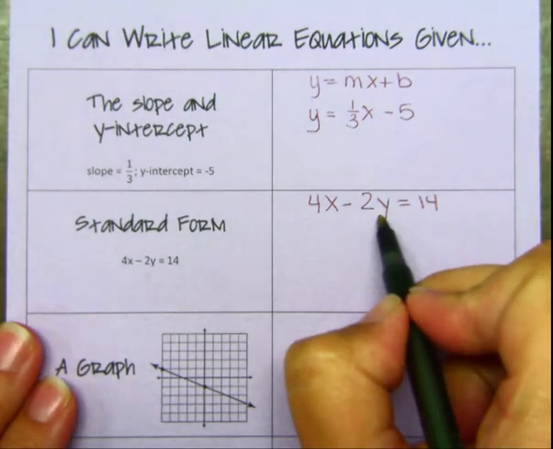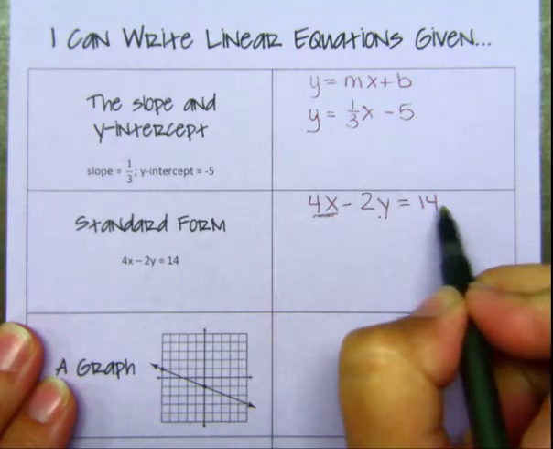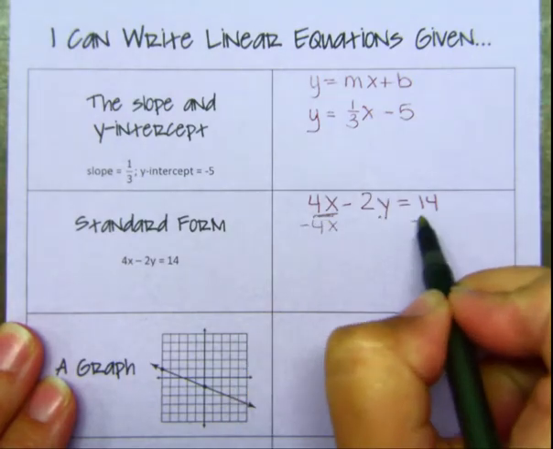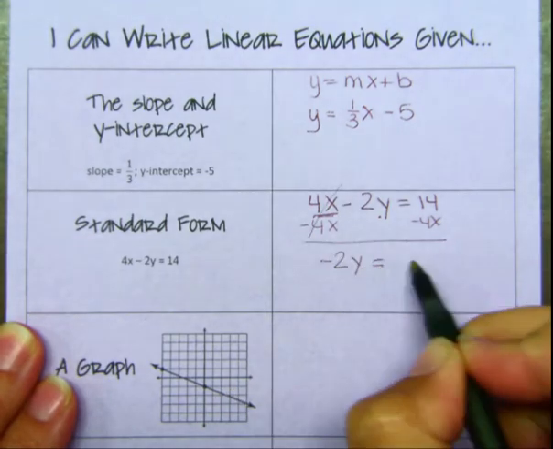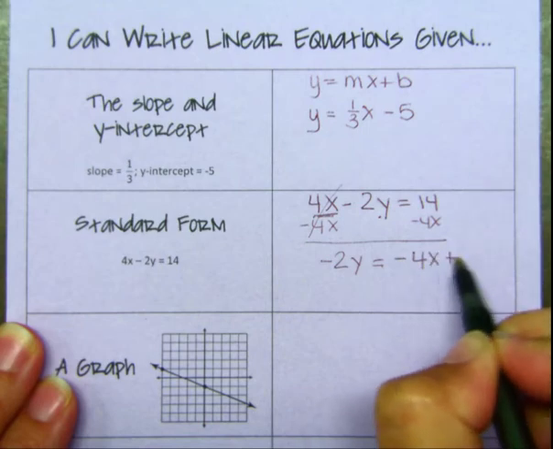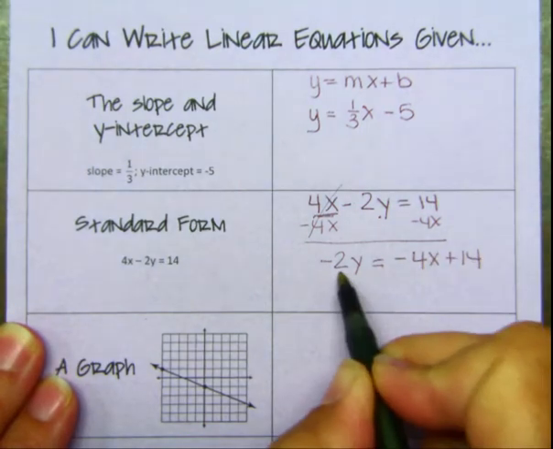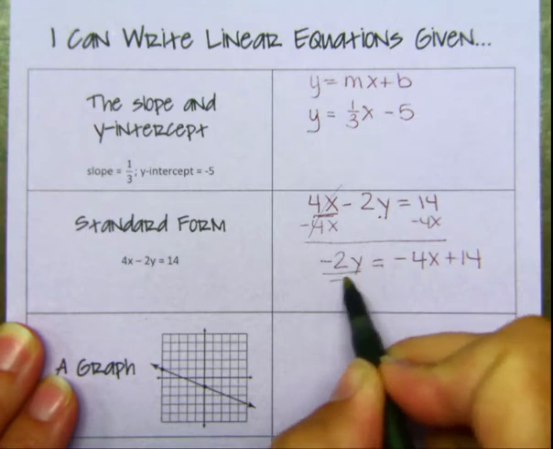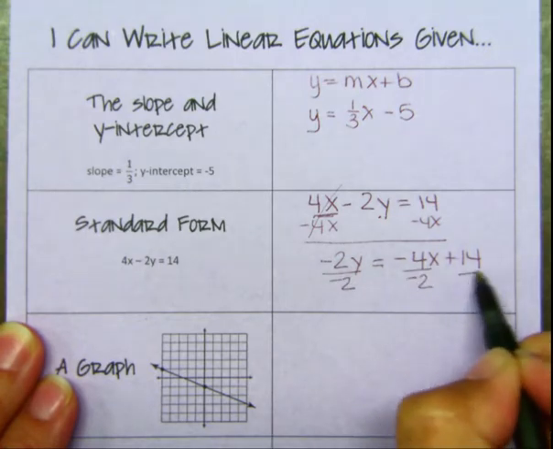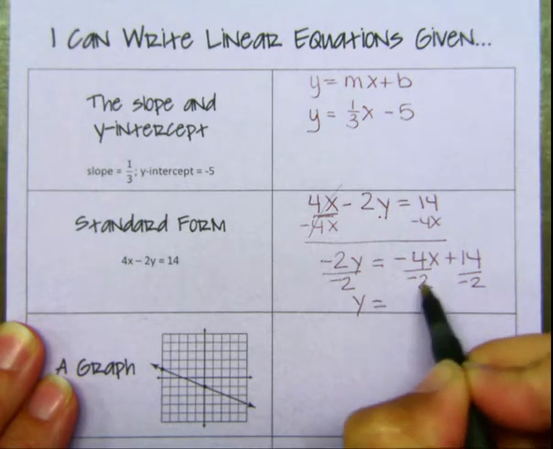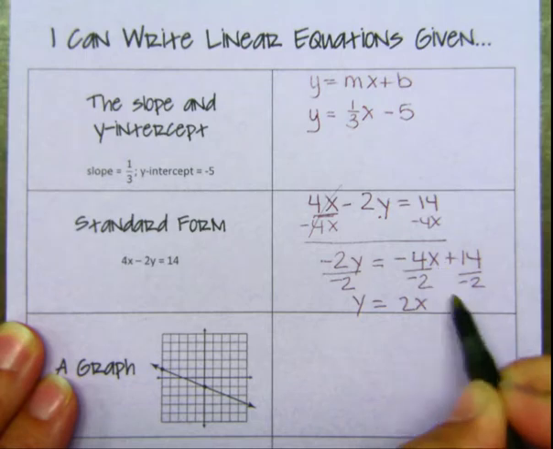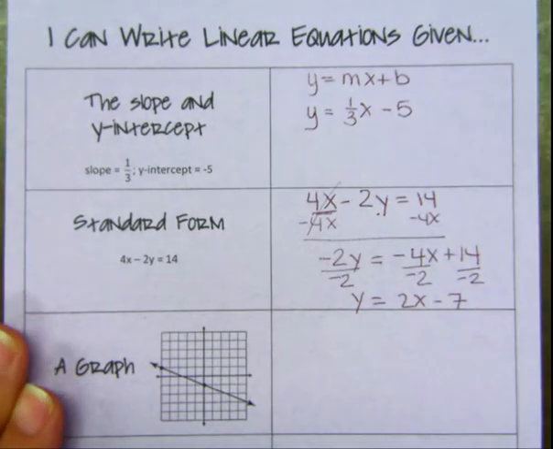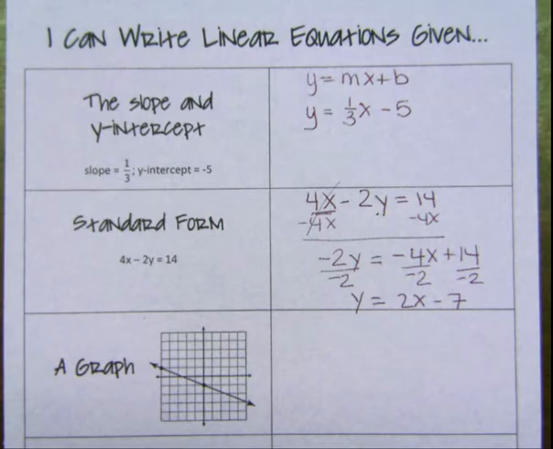So here's my y. So I'm going to take my 4x and try to move that to the other side by subtracting it. When I do that, I'm left with a -2y, and on the other side I have a -4x and a +14. And now I still don't have y by itself. It has a -2 attached to it. So I'm just going to go through and divide everything by -2. And so I get y equals, this is a +2 here, and then I get a -7. So given standard form, it's pretty easy to write the equation of a line in slope-intercept form. You just have to know how to move things around.